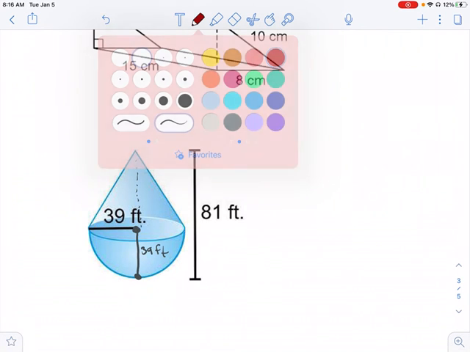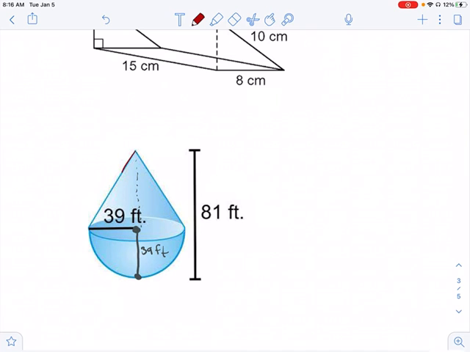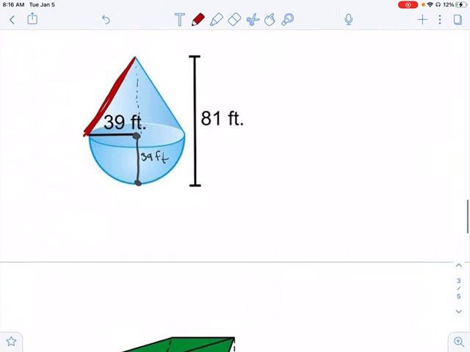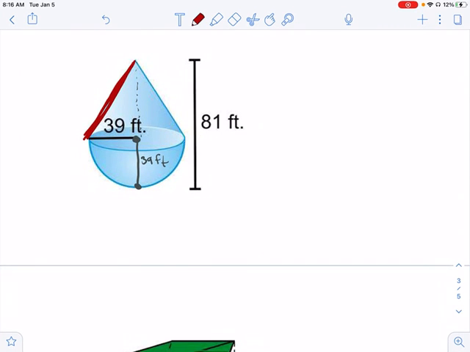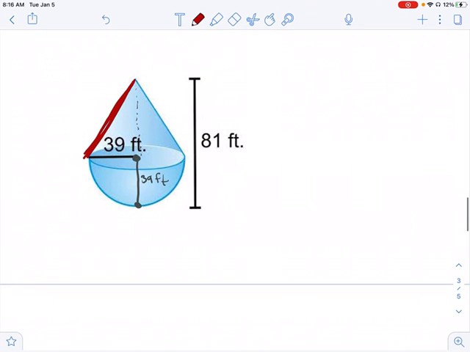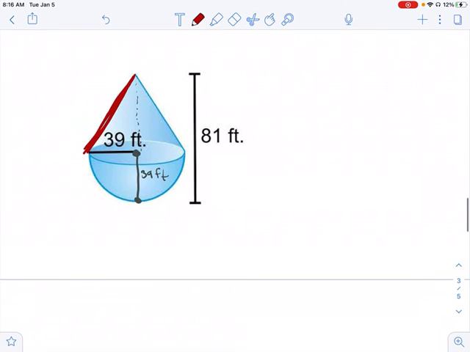I can see right off the bat that we don't have this slant length, so we will probably need to do some more Pythagorean theorem in order to figure out that value, but I think we should be able to be okay in figuring that out.